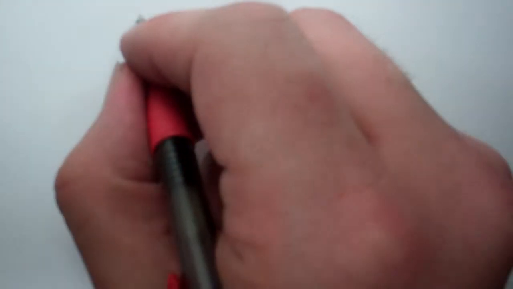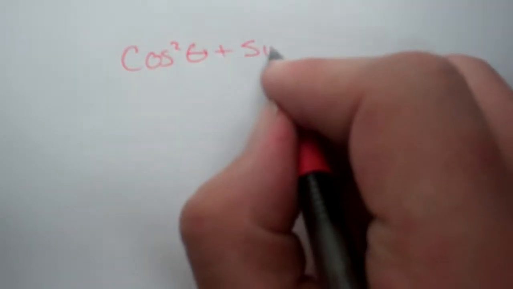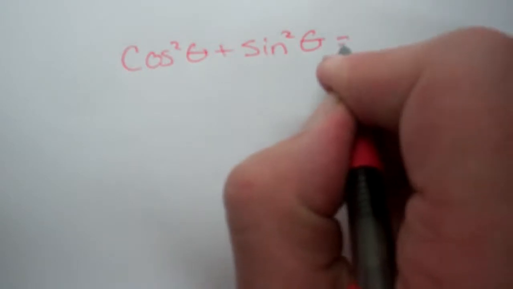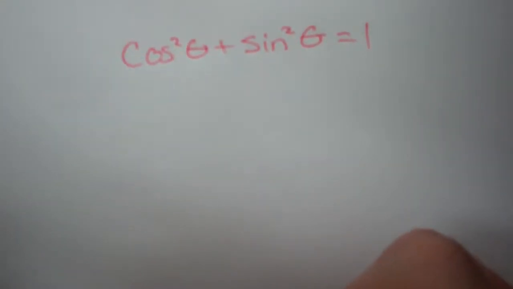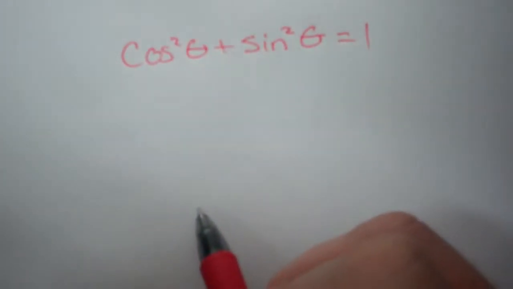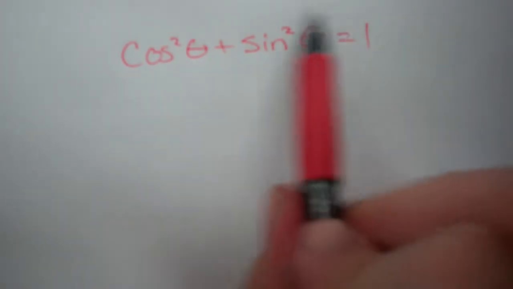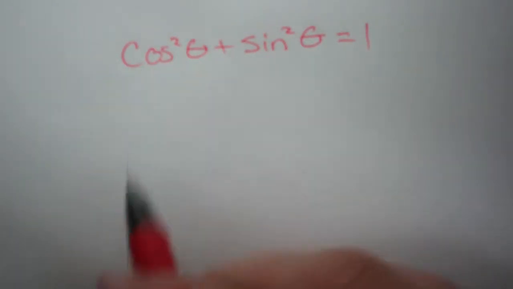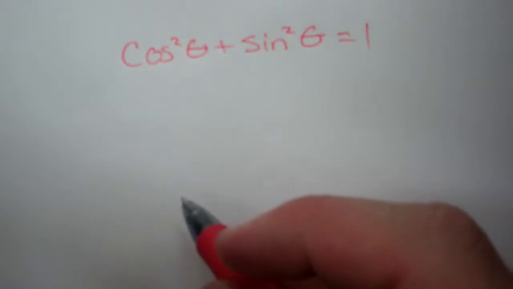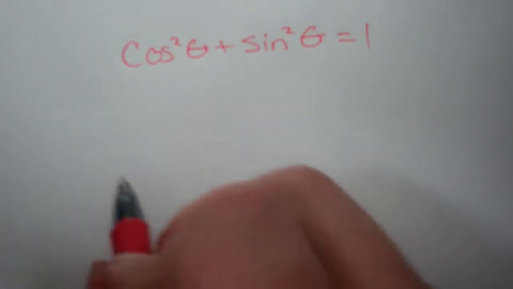In the previous video, we talked about what the Pythagorean identities are. One of them was cosine squared theta plus sine squared theta is equal to 1. Let's use this identity so you can see how useful this is for finding different values of a trig function when we're given one of them.